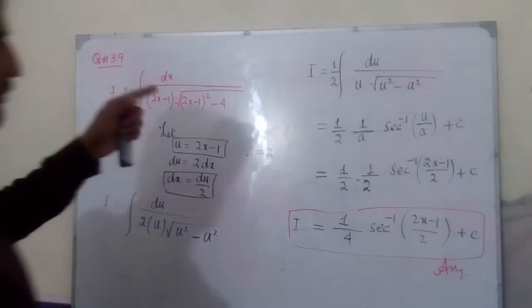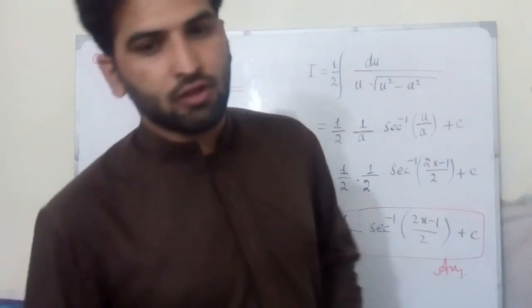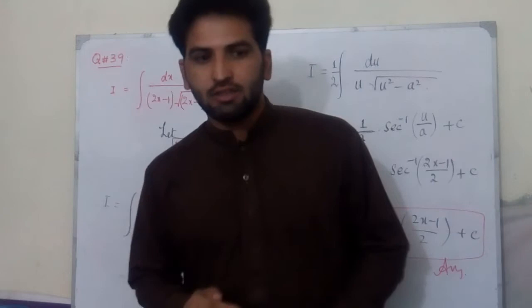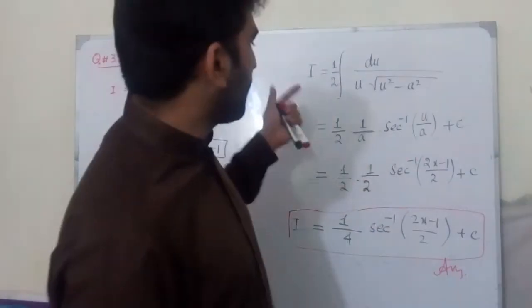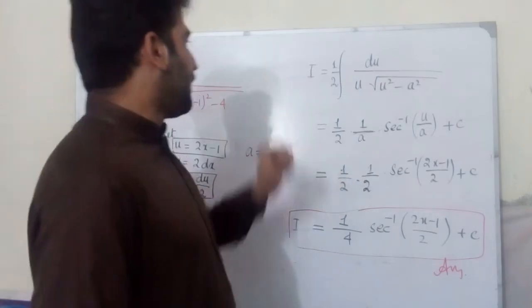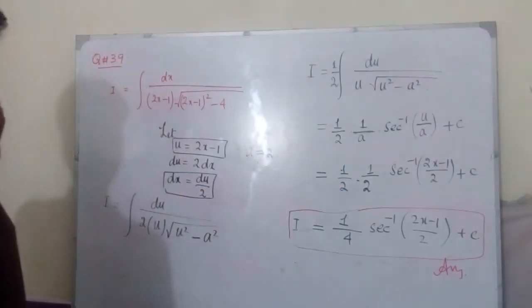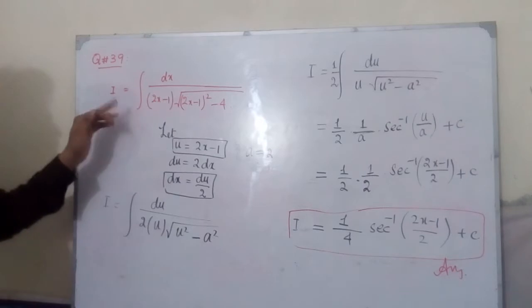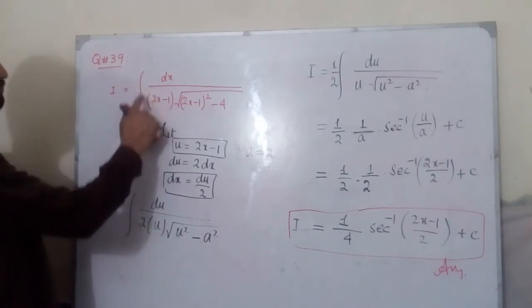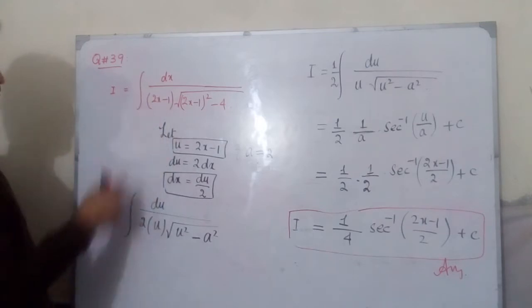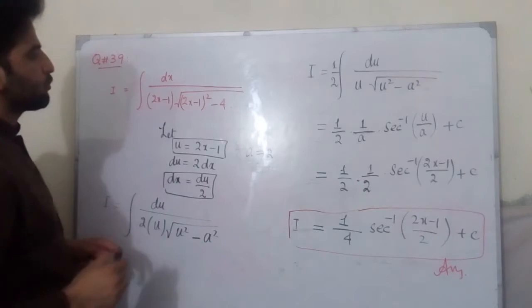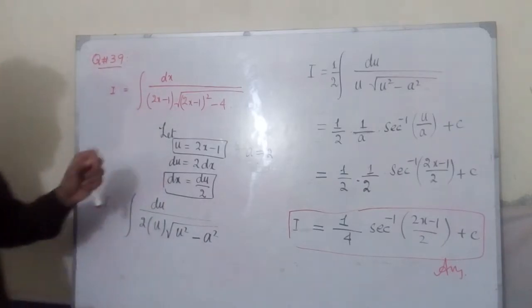In the previous lecture, we discussed different questions regarding inverse function and integral. Now, this is question 39: integral of dx over (2x minus 1) under the root (2x minus 1) square minus 4.